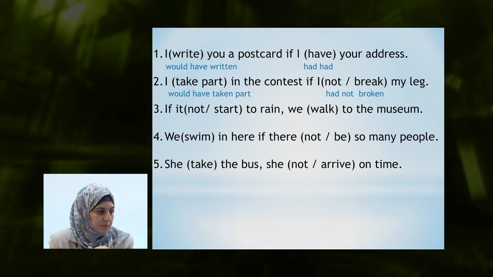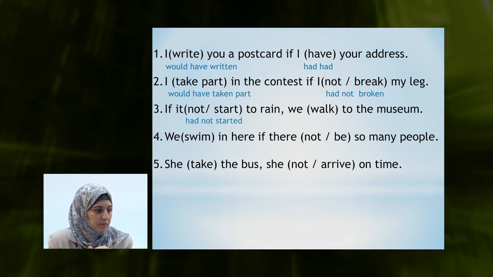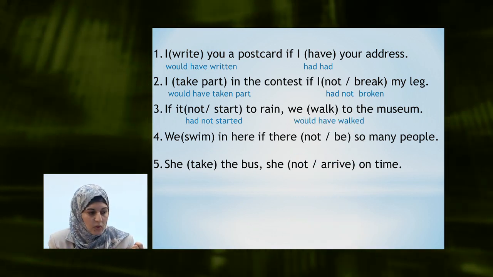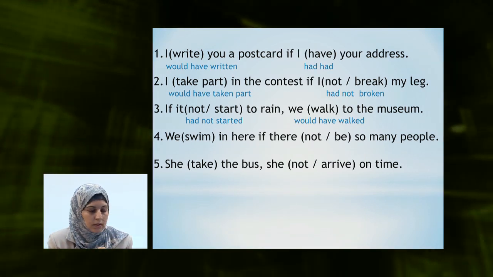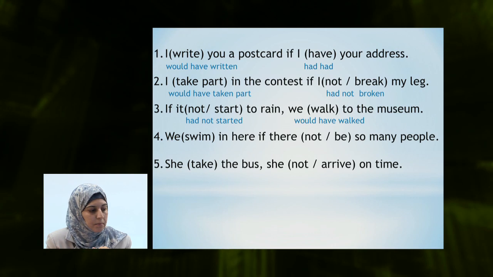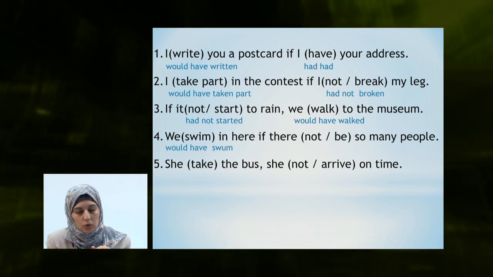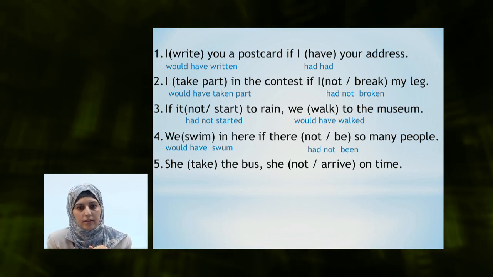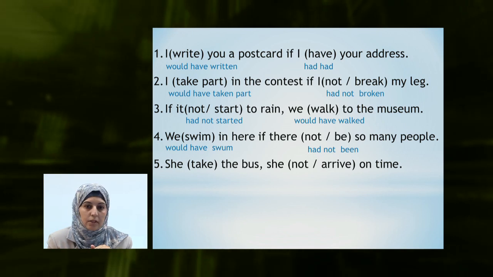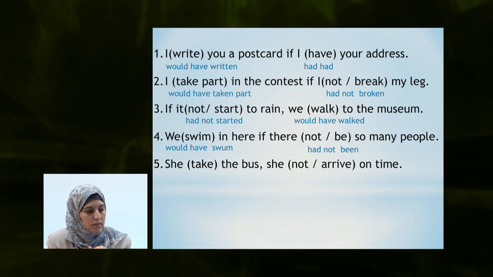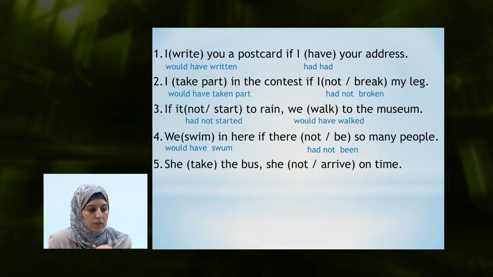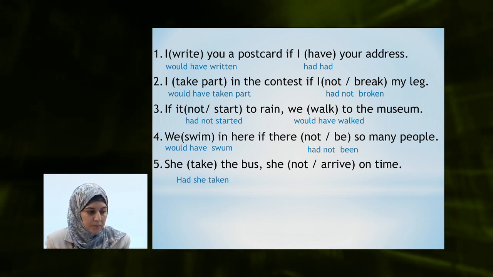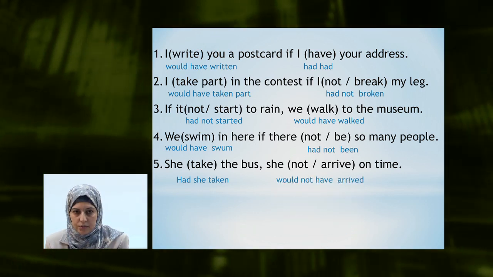Number 3. If it had not started to rain, we would have walked to the museum. Number 4. We swim in here. We would have swum in here if there had not been so many people. And number 5, she take the bus, she not arrive on time. You can start it like this. Had she taken the bus, she would not have arrived.